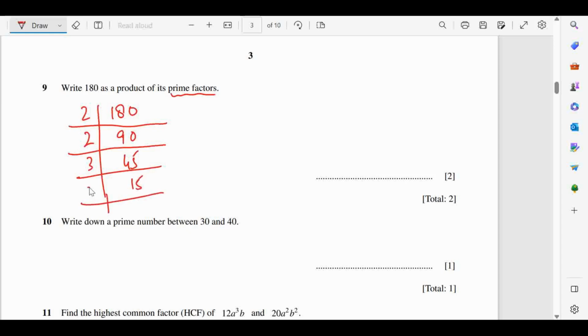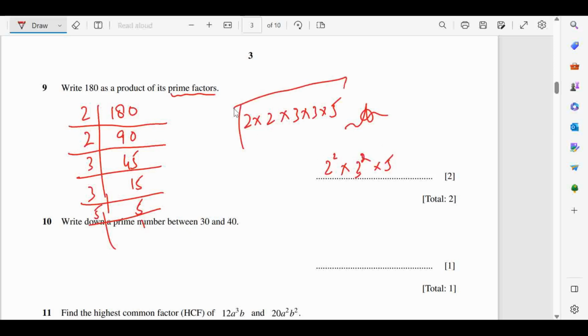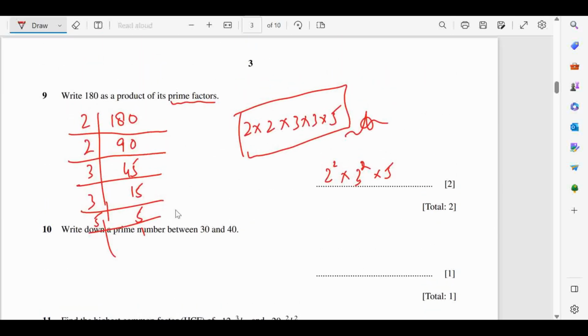Then we can use the next number. So finally this will be the final answer, product of its prime numbers: 2 multiplied by 2 multiplied by 3 multiplied by 3 multiplied by 5. This will be the final answer. We can also write it as 2 square, 3 square multiplied by 5, but this one is also right. Let's move to the next one, the last one.